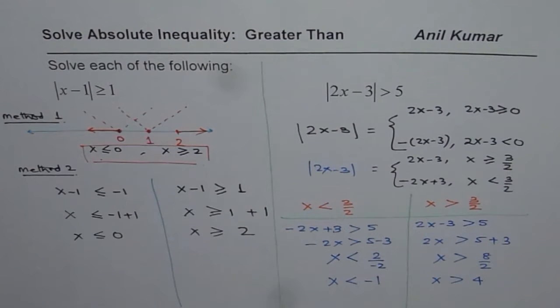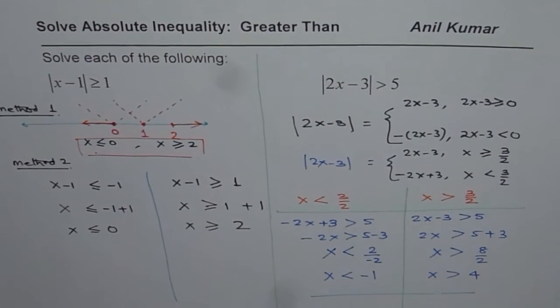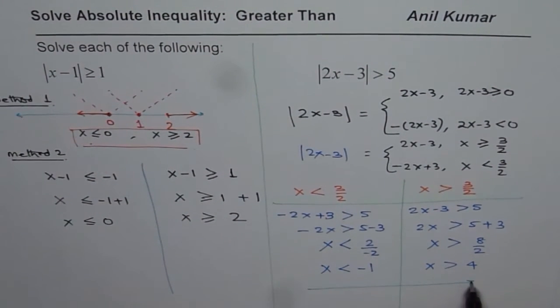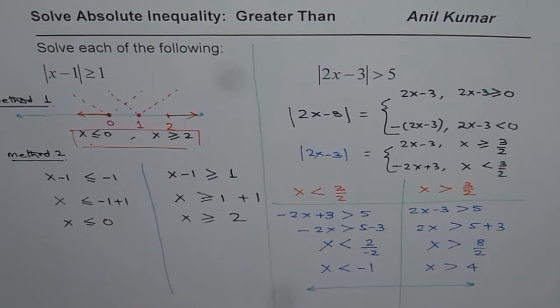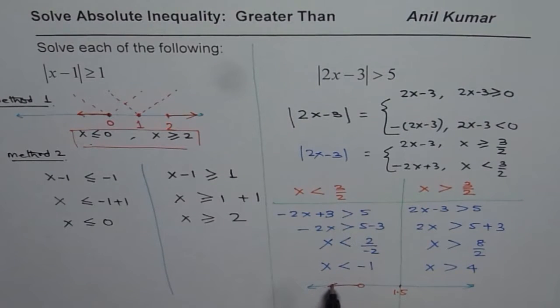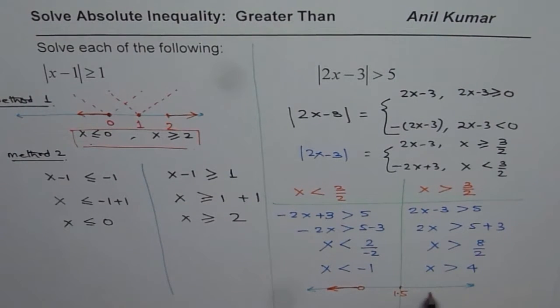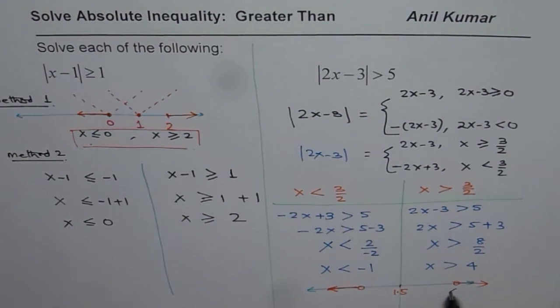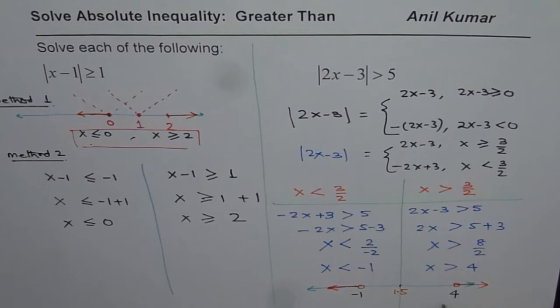Now on a number line, I can always show this solution as, let me push this page a bit. Okay, so what we are saying here is, on a number line, let us say this is 3 by 2 or 1.5. In that case x is less than minus 1, so this is 0, and let's say this is minus 1. x is less than minus 1, or x is greater than 4, kind of like this. Do you see that? So that is how I can show the solution on a number line, right?